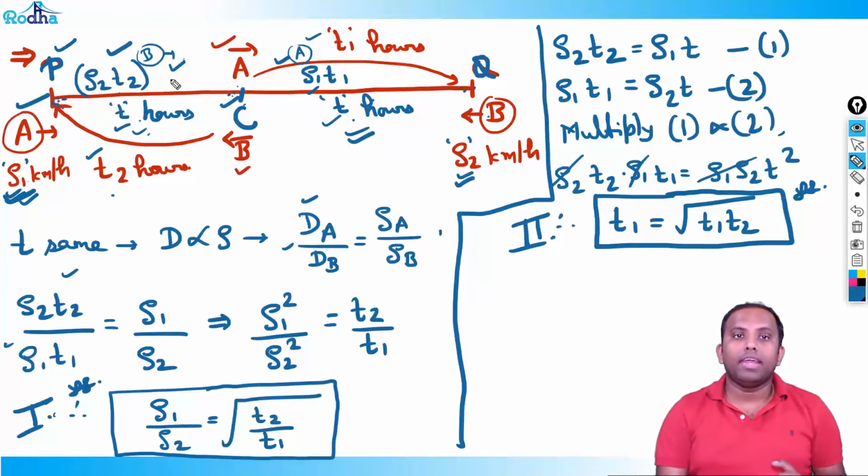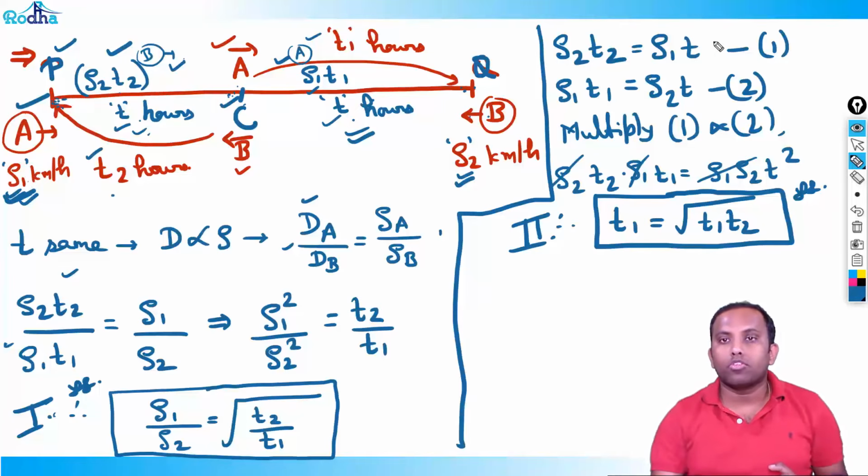And similarly, A takes T1 hours to come here from P to C at a speed of S1. So this distance is also S1T. And this distance is also S2T, because B has traveled at the speed of S2 for T hours. So multiplying both the equations, we'll get T square is equal to T1 T2, so T is root under T1 T2.